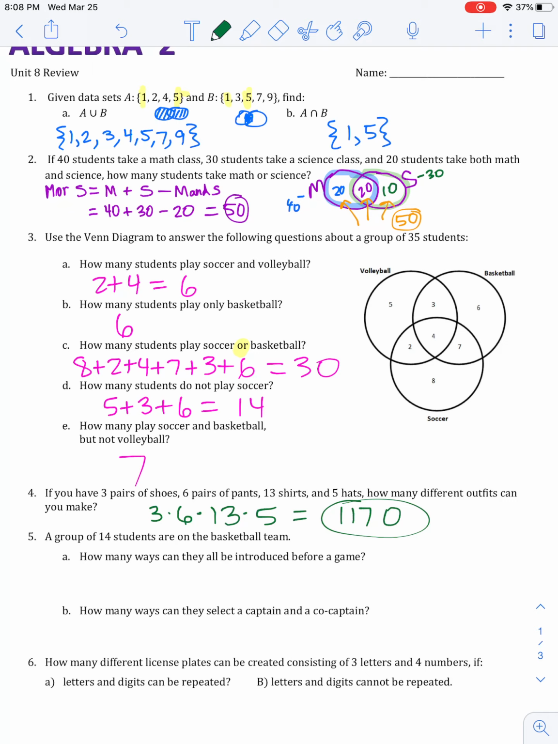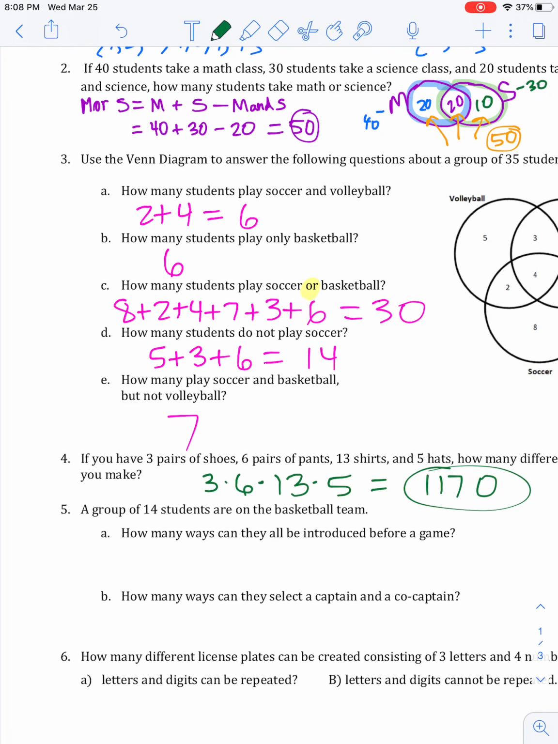All right, for number 5, it says that a group of 14 students are on the basketball team. How many ways can they all be introduced before a game? So think of how many students there are that could go first. There's 14 options. But now one student is first, so how many students are left for us to choose from in the second spot? There's 13 remaining. Now for the third spot, there's 12 remaining. And we're doing this with all 14 players. So we can multiply by 11, 10, all the way until we get to 1. Remember, this is the same as 14 factorial.